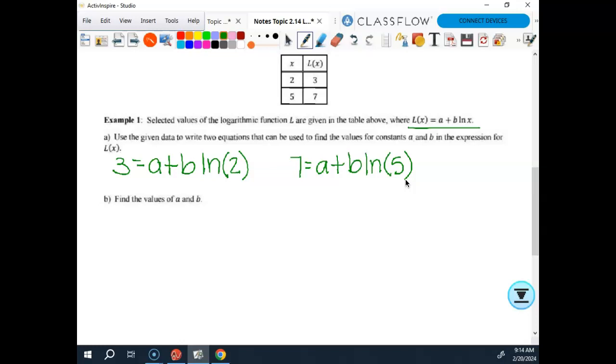We can use matrices. We can use substitution, elimination, graphing. But since this is non-calculator, I think the substitution or elimination is probably what most of you would go to. I think most people are more comfortable with substitution, but sometimes things just present themselves in such a way that elimination makes a whole lot of sense, right? So I would definitely go with elimination on this one.